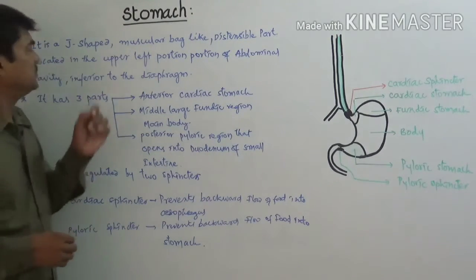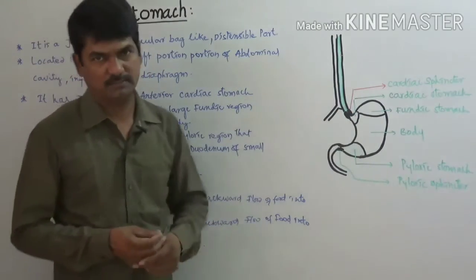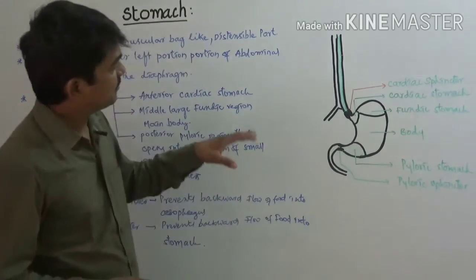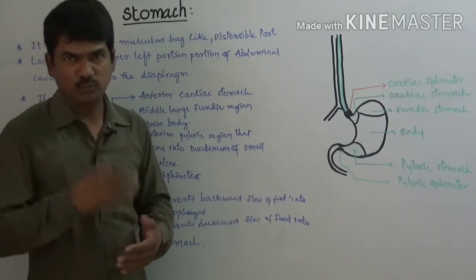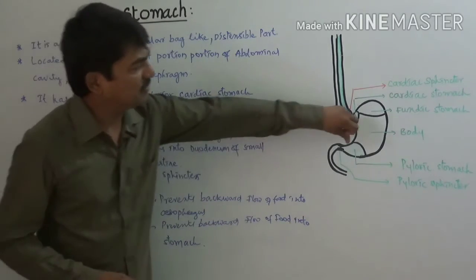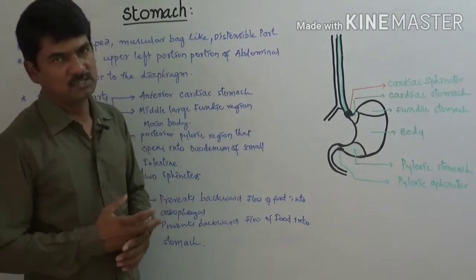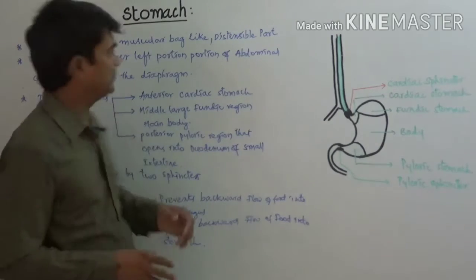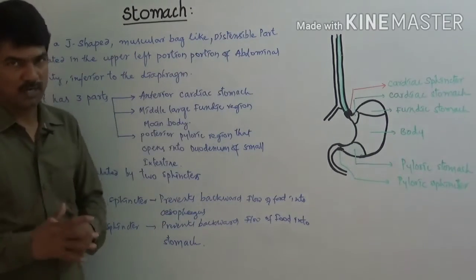Here it is a J-shaped, bag-like, muscular, distensible part. It appears like a J-shaped structure, and it is a muscular, distensible part. So whenever the food is taken more than required, the stomach will be expanded, because it is composed of muscular structures. The stomach is a J-shaped muscular bag-like distensible part.